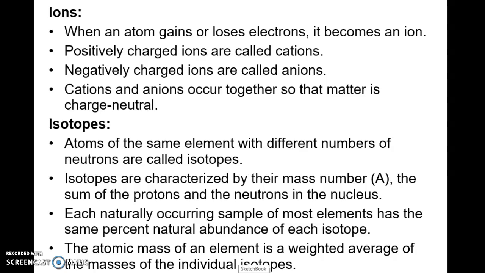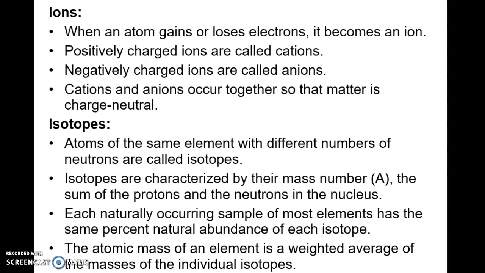All right, ions. When atoms gain or lose electrons, they become an ion. Positively charged ions are cations. Negatively charged ions are anions. Cations and anions occur together so that matter is charge neutral.